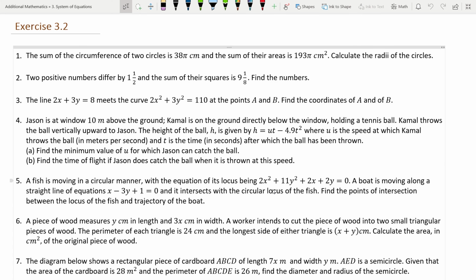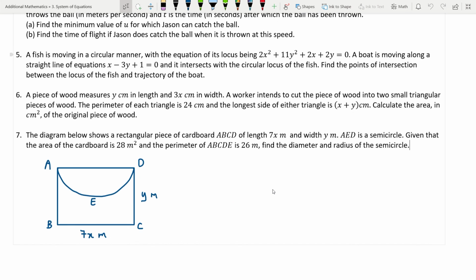For the next section, we will discuss more questions on simultaneous equation involving one linear equation and one non-linear equation. You may try the questions and see how much you understand about this topic. In the next video, a detailed solution will be given. Good luck in trying the questions. See you again in the next video.